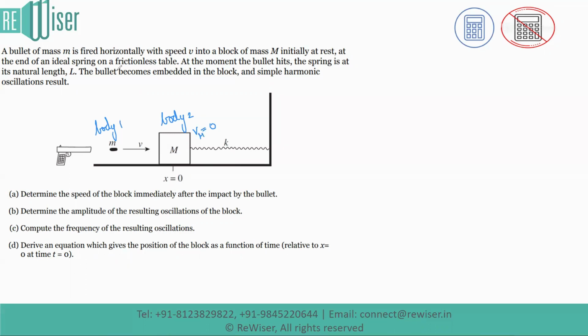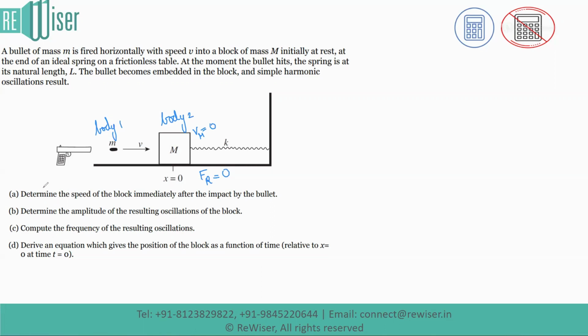Now, they say that it is connected to the end of an ideal spring on a frictionless table. So frictional force Fr is 0. Don't need to worry about friction here. At the moment that the bullet hits, the spring is at its natural length L. Now, the bullet becomes embedded in the block and simple harmonic motion results.